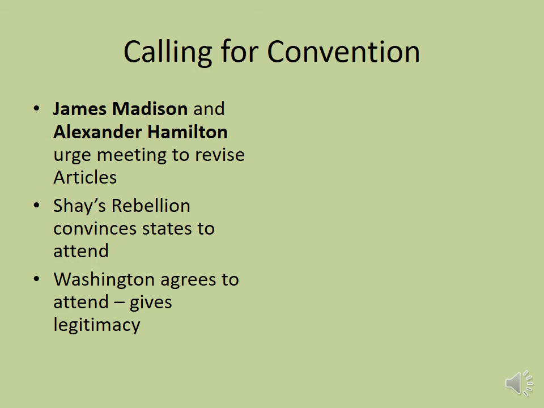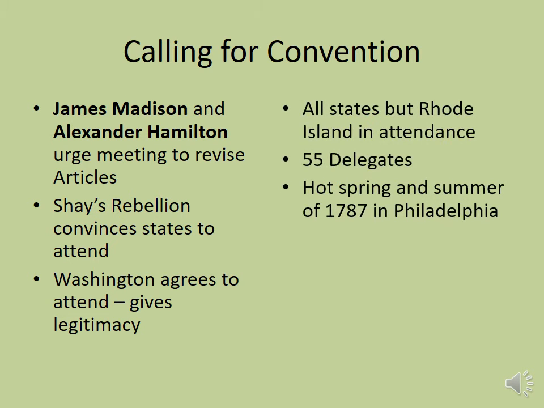Calling for Convention. James Madison and Alexander Hamilton urged a meeting to revise the Articles of Confederation. They, along with a lot of other people, understood that the Articles of Confederation was very weak, of those weaknesses I listed in the first PowerPoint slide. Shays' Rebellion was basically a tipping point that pushed people and convinced the states to attend this new convention.